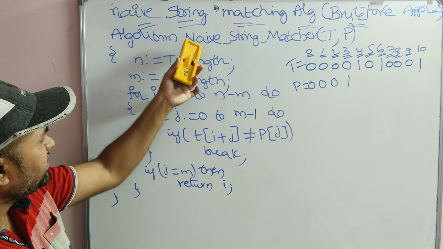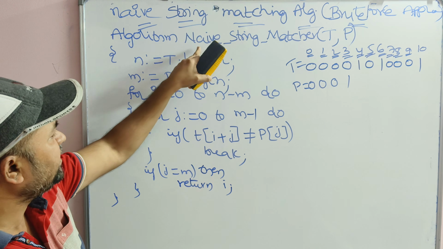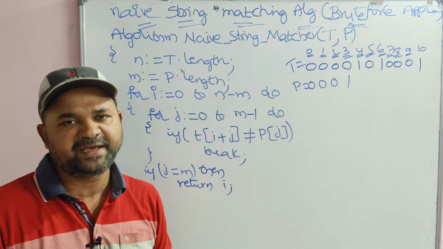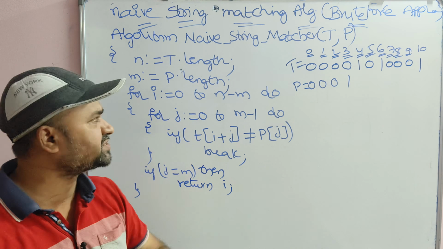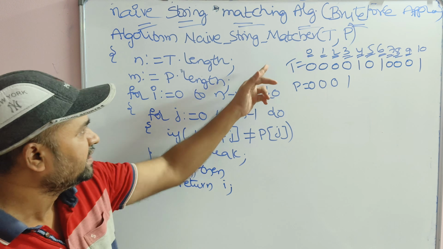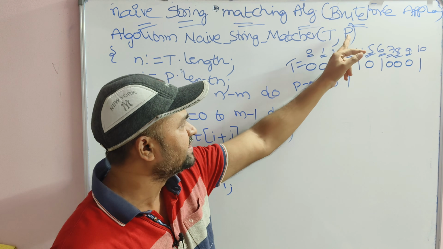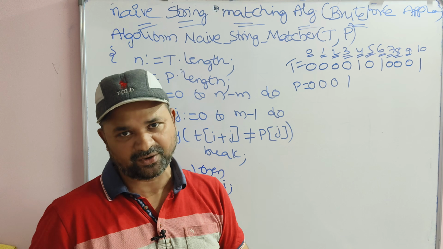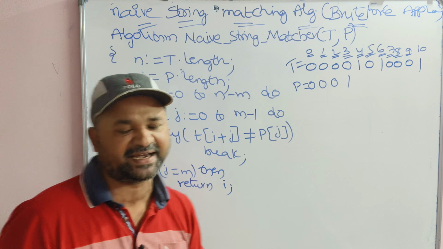The name of the algorithm is Naive String Matcher. The first letter of every word begins with an uppercase letter, so N, S and M are uppercase. Next, use underscore only, don't use minus. It is accepting 2 parameters: the first parameter is text, the second parameter is pattern. There is no need to declare these 2 arrays, because this is an algorithm.